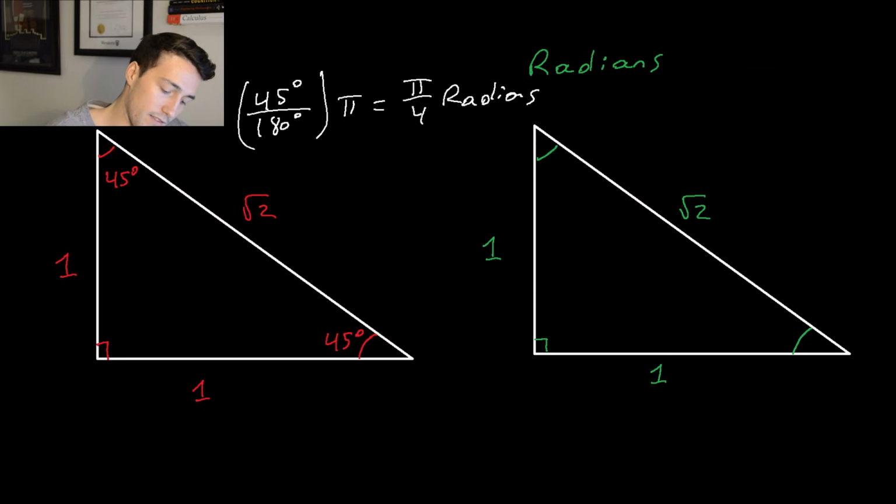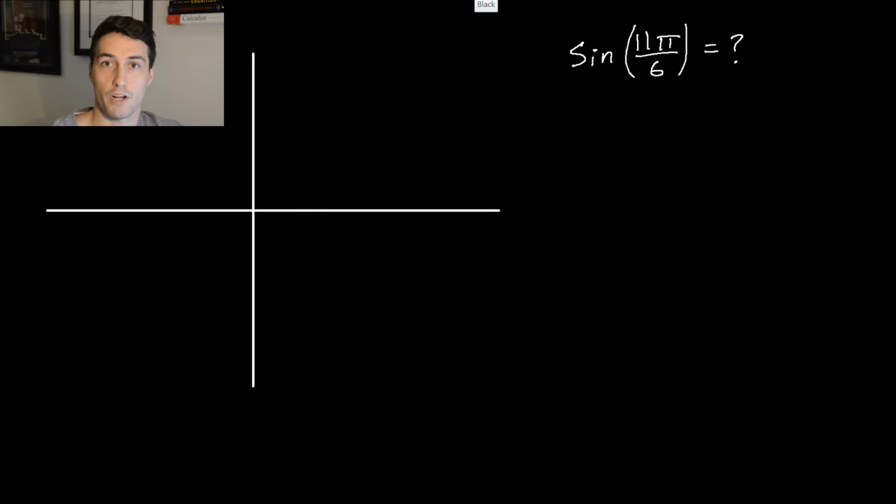Now I can put this angle here as pi over 4, and over here, since it's the same, pi over 4, and of course this 90 degree angle is pi over 2. Alright, so now we're going to go into problems using our new angle measurement of radians, also using the special triangle and using the unit circle. So here, we're trying to find sine of 11 pi over 6.